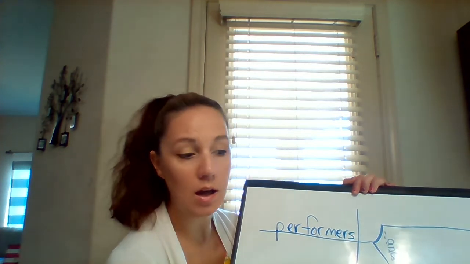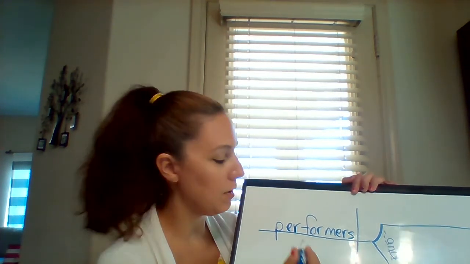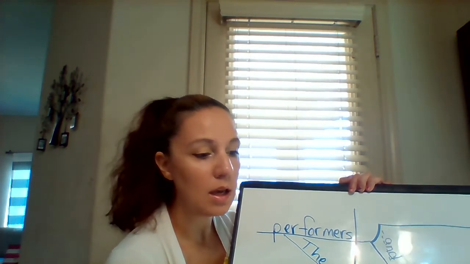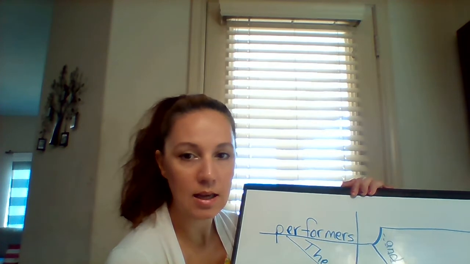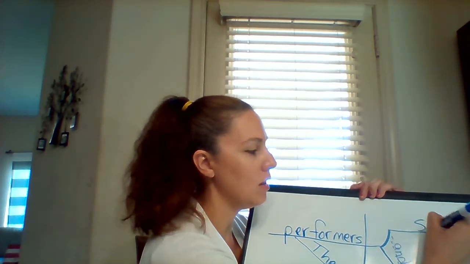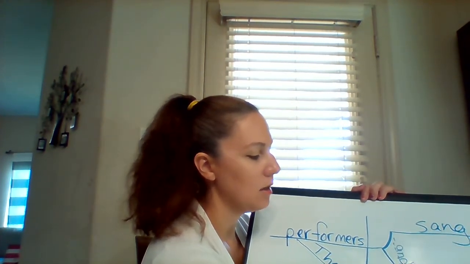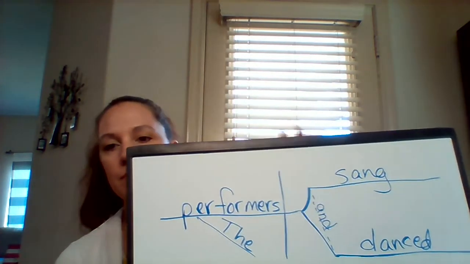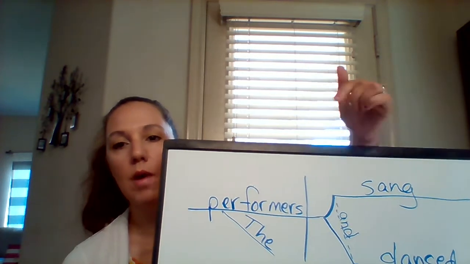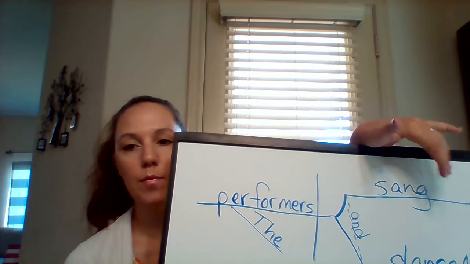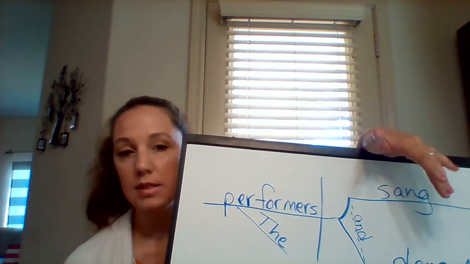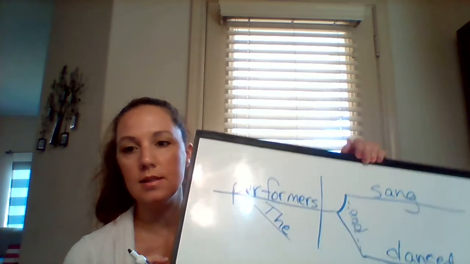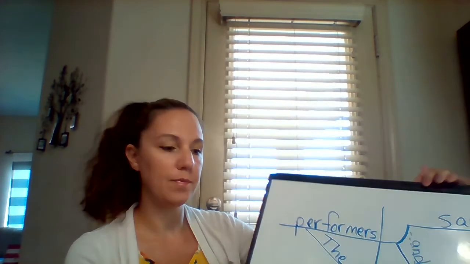Okay, so the subject, performers, goes on the left. We have a the in front of it. The is describing the performers, so it goes below performers. And then my two predicates are sang and danced. So sang goes on one line, danced goes on the other. Okay, so if we had any modifiers for the predicates over here, they would go below them, but this sentence is pretty simple. You don't have any modifiers for them, it's just sang and danced. Okay, so that's what it would look like.